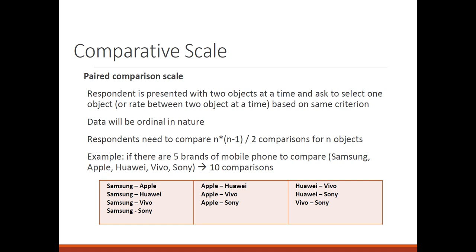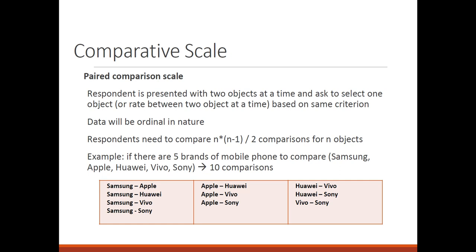So you have to pair by pair. For example, if you have 5 brands and you want to know which brand of mobile phones the students like to use, they mostly use it, right? So you have Samsung, Apple, Huawei, Vivo, Sony. What you need to do is compare Samsung and Apple, Samsung and Huawei, Samsung and Vivo, Samsung and Sony, because that's why it's called paired.